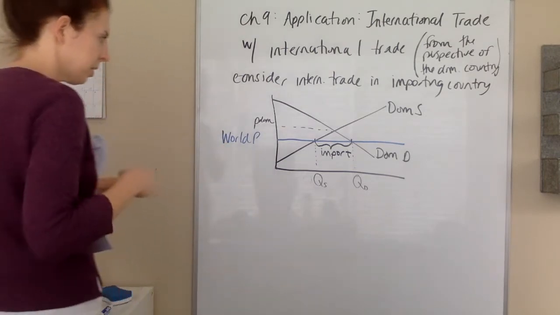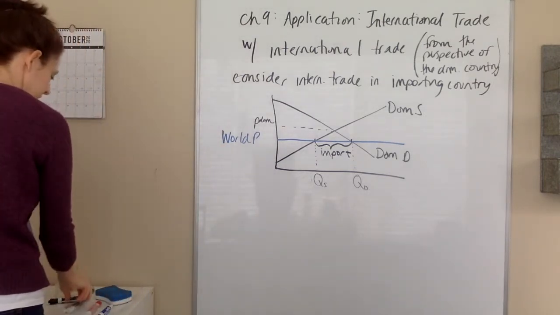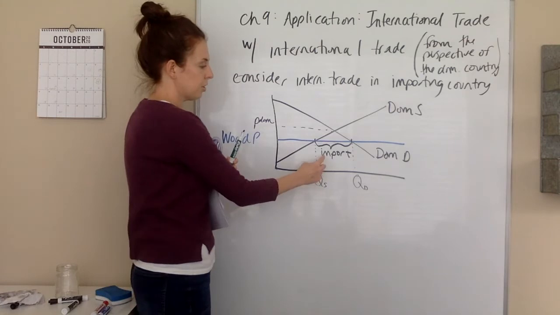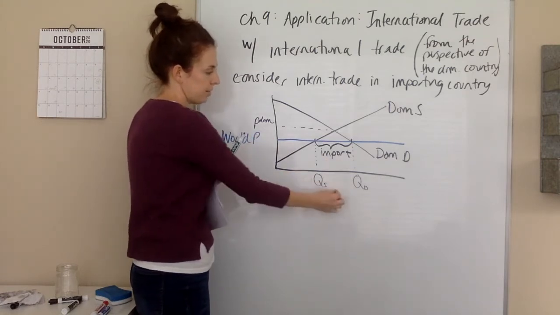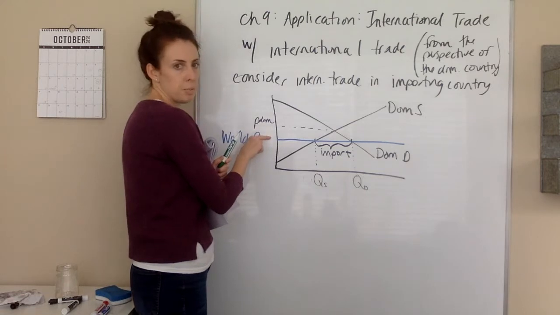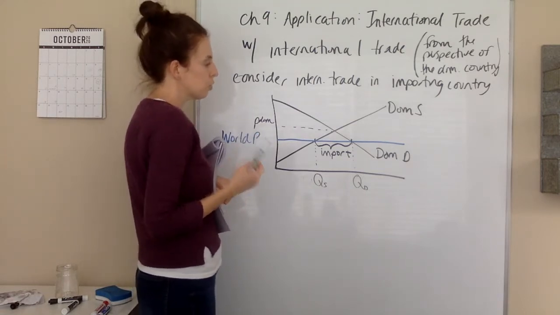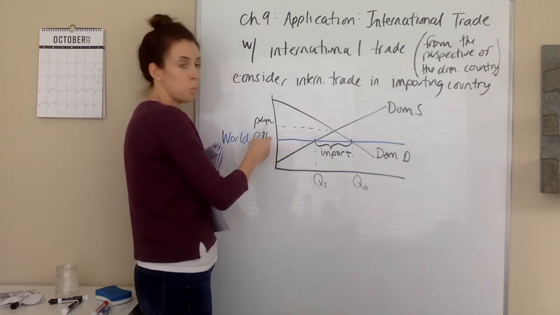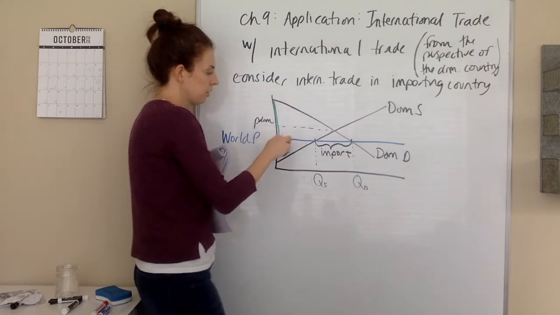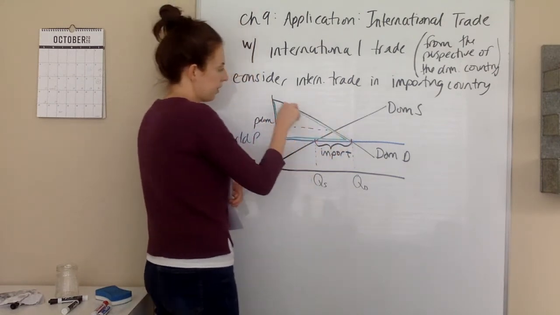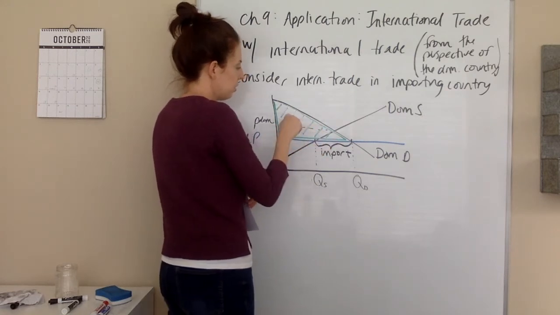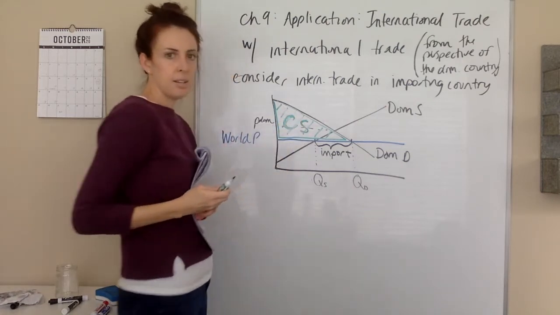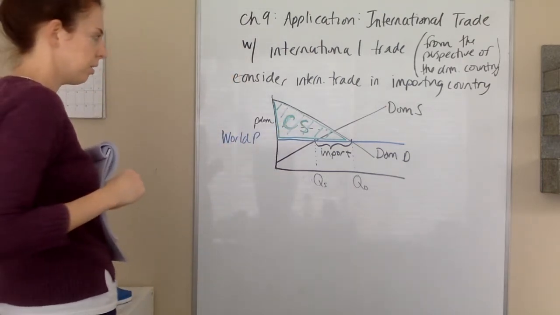Okay, now let's think about surpluses. Trade has happened. The domestic country has imported this many units because at this new price, they're short some. And so this is the new price that prevails in the domestic market. So consumer surplus is going to be the area underneath the demand curve and above the new price. So this whole big triangle here is going to have an area equal to the new consumer surplus after trade has happened and the domestic country has imported.